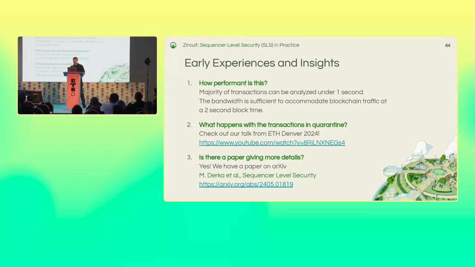So the bottom line is that our oracles are performant enough that the majority of transactions can be analyzed under 1 second, and some of them can take up to 2 seconds. Using these particular oracles, we have sufficient bandwidth through parallelization to accommodate the blockchain traffic at the 2-second block time, which is great.